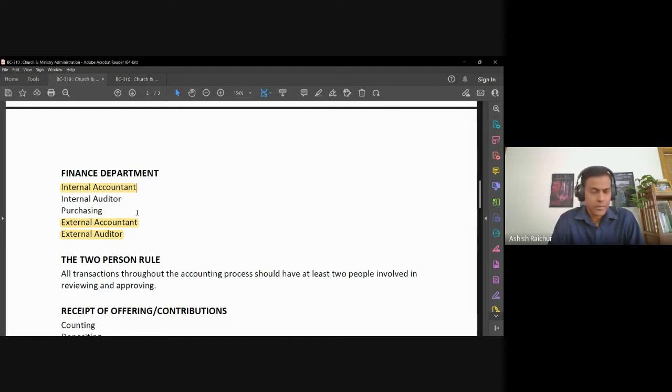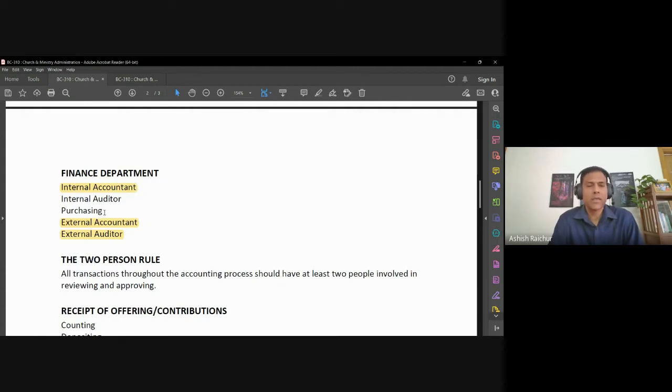Now, at some point in the future, we may have an internal auditor. That means we audit and keep things in check internally as well. Right now, we don't need it, because the external accountant is coming every week and checking what is being done by the internal accountant. And then every quarter, every 3 months, there's another audit being done. But if things grow to that extent, and we don't want anything to slip, then we will have an internal auditor.